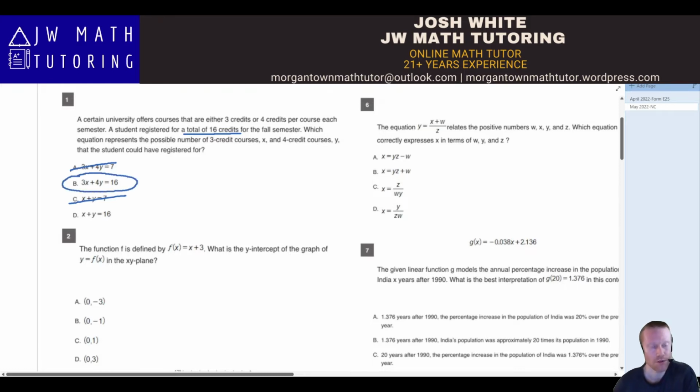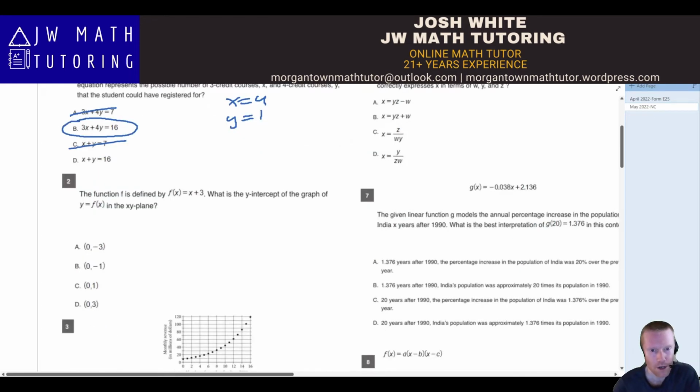Also, if you for some reason ran into difficulty on this problem, you could try picking numbers, where you pick a number for y and a number for x, and then plug them into all the equations and see which one makes sense. By knowing that, for example, one 4-credit course, which is 4 credits, and 4 3-credit courses, which is 12 credits total, together would add up to 16 total credits. So you just let x equal 4 and y equal 1, and then plug those into the various answer choices and see which one works.